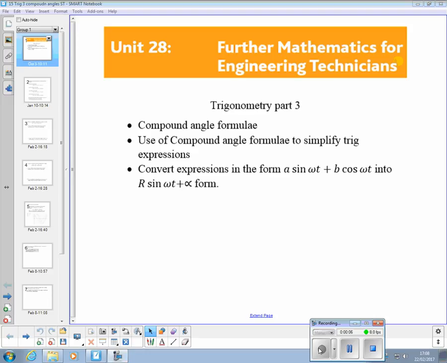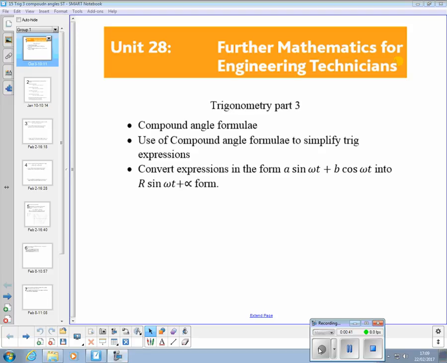Trigonometry. Trigonometry part 3. What we're going to look at tonight is what's called the compound angle formulae, of which there are 4, and then a couple more derived ones for tangents that we won't be worrying too much about. Then I'll teach you how to use those compound angle formulae to simplify trigonometrical expressions.